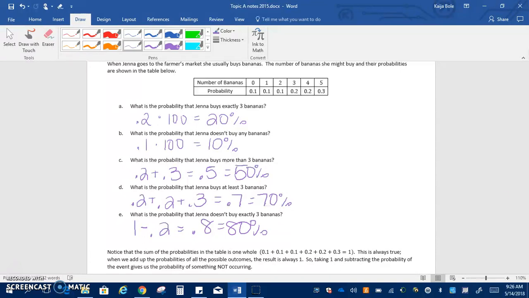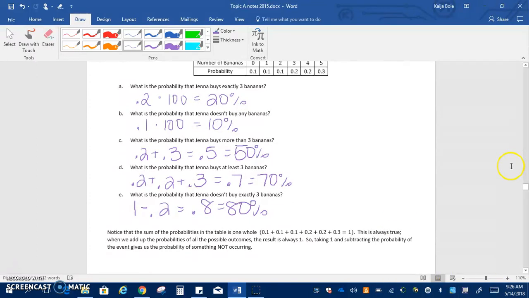Okay? So it says, notice that the sum of the probabilities in the table is one whole. And it says this is always true. When we add up the probabilities of all the possible outcomes, the result is always 1. So taking 1 and subtracting the probability of the event gives us the probability of something not occurring. So that basically talks about what we did up here in part E. Alright, go ahead and flip the page.